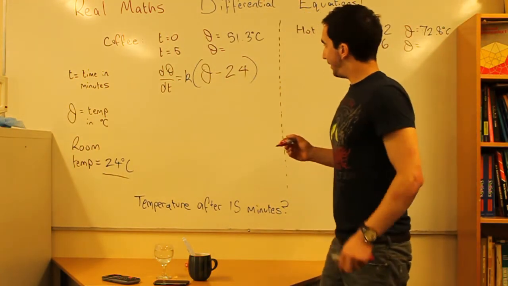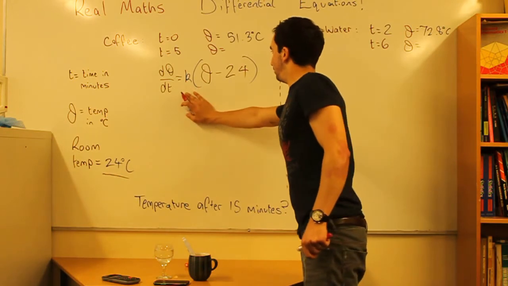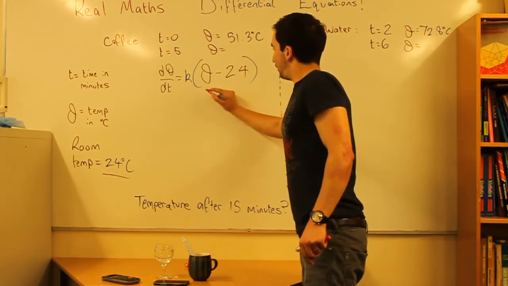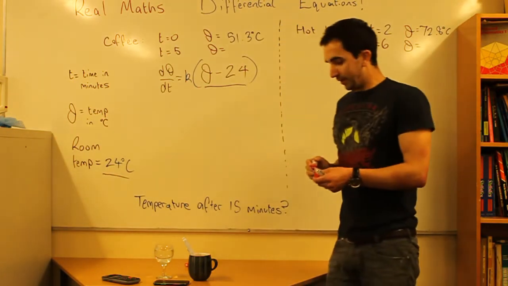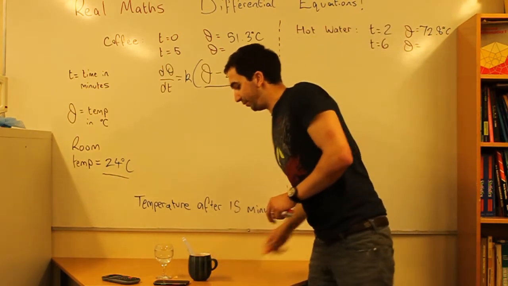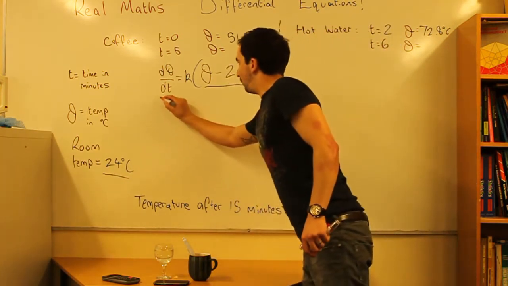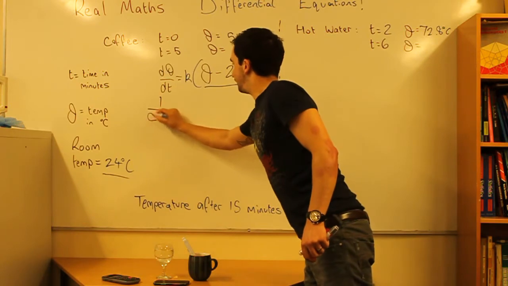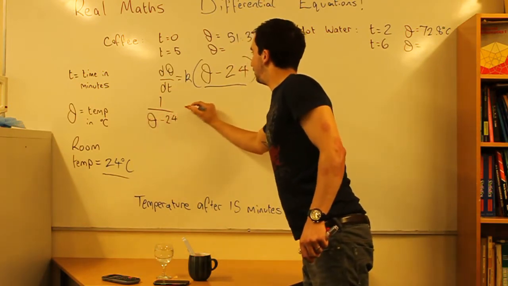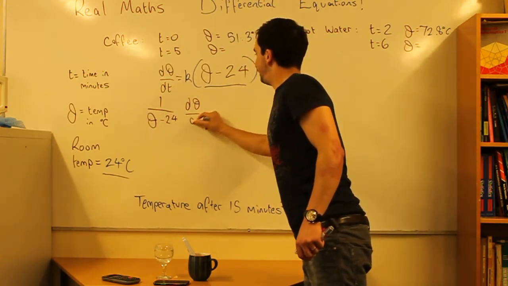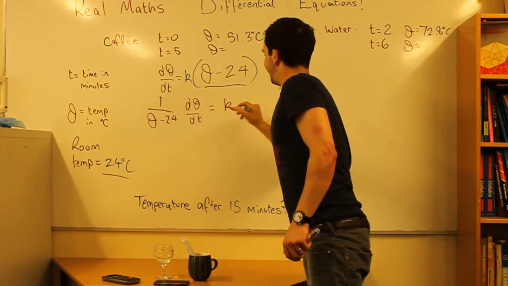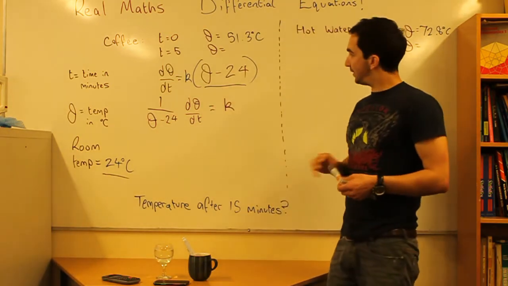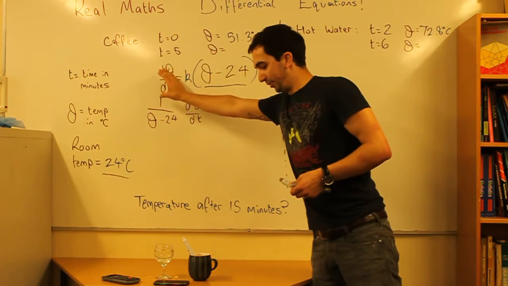Now the technique that it uses is separation of variables. Okay? So what we can do is divide by theta minus 24. So we get 1 over theta minus 24 times d theta by dt equals k. Hope you can see how I've got that, I just divided the equation.